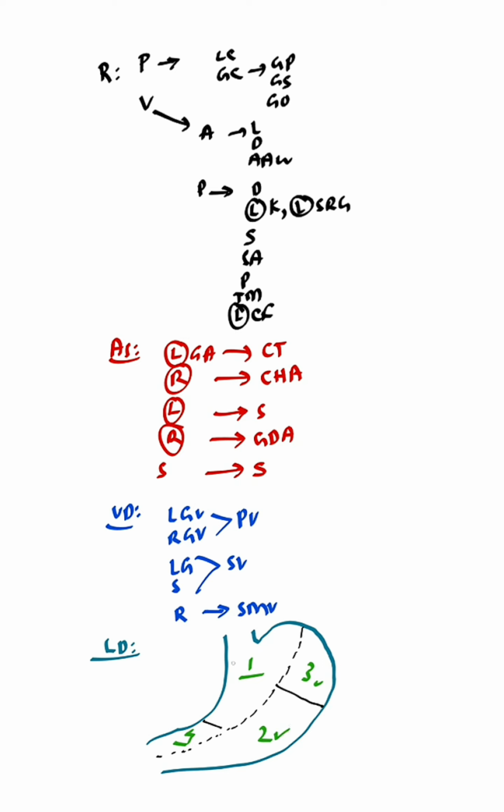Area 1 drains into the left gastric lymph nodes. Area 4 drains into the right gastric lymph nodes and hepatic lymph nodes. Area 3 drains into the pancreaticosplenic lymph nodes. Area 2 drains into the right gastroepiploic lymph nodes and pyloric lymph nodes.